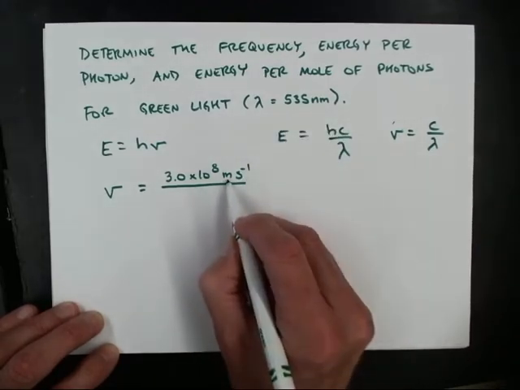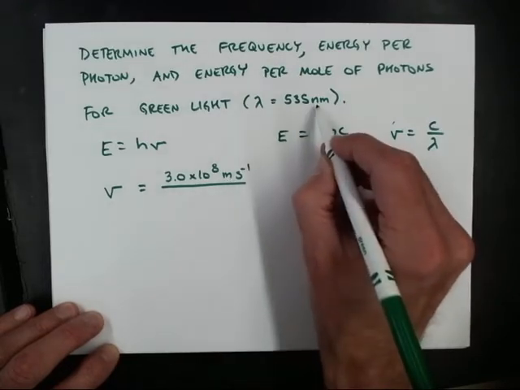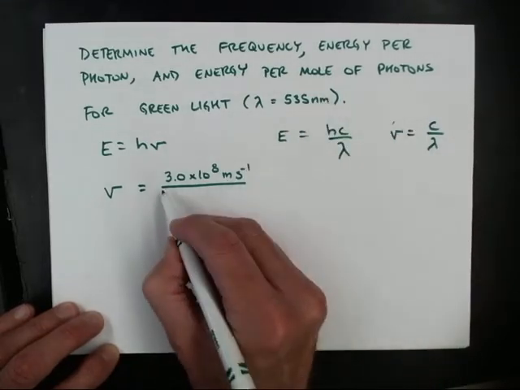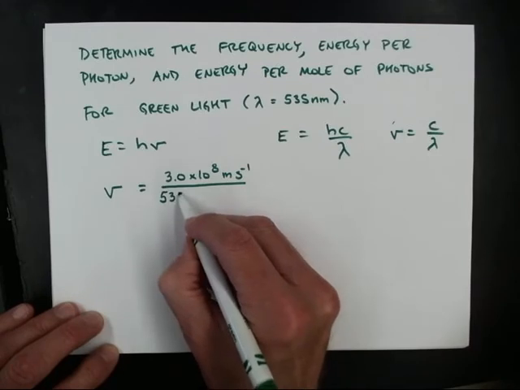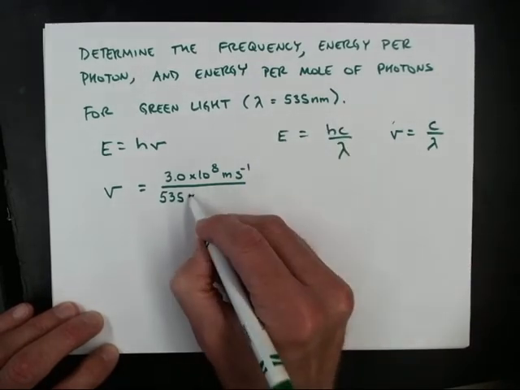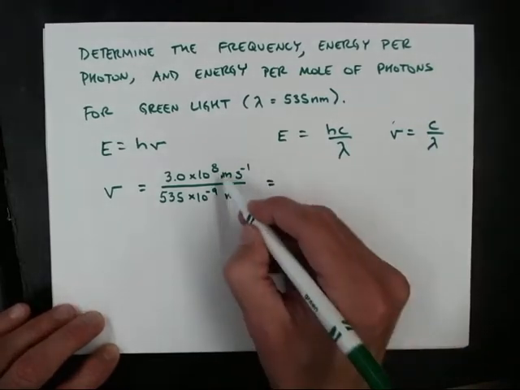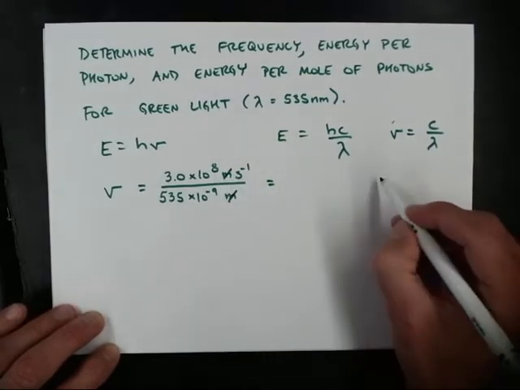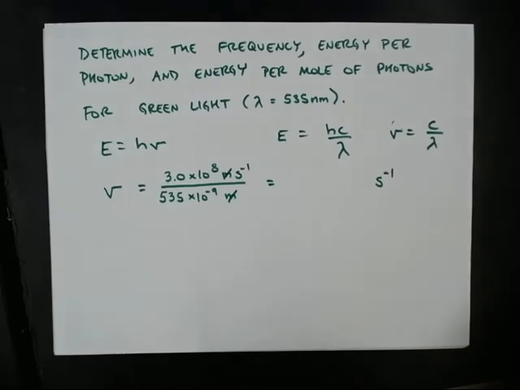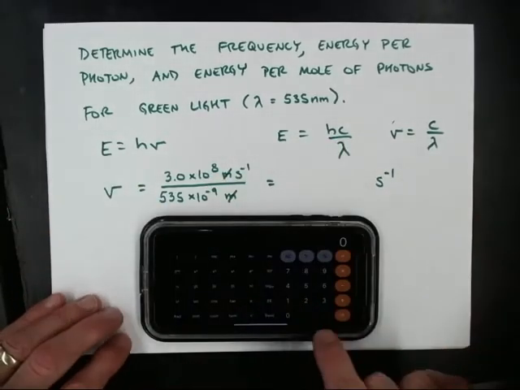Now notice, my speed of light's in meters, and my wavelength's in nanometers. I've got to get these to talk to each other. In a previous video, we showed that the nanometer is 10 to the negative 9 meters, so we can just write that in. This meter cancels this meter, and my frequency unit is an inverse second, which is also known as a hertz. And we can do the math here.